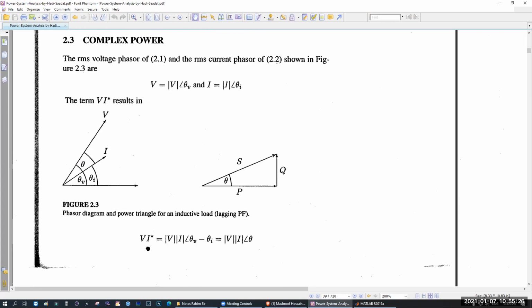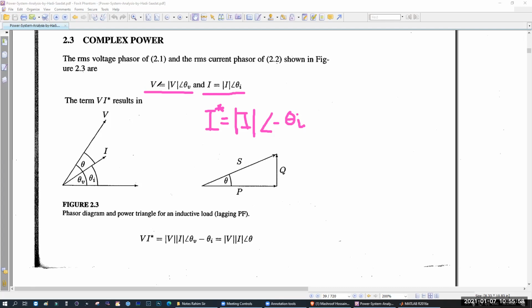Now V into I conjugate is equal to what? See, remember, V is this one, I is this one. So I conjugate means what? Remember, conjugate means the angle will be negative. That means the imaginary part will be negative only. Magnitude will be the same. Okay, I conjugate is equal to I angle minus theta, right?